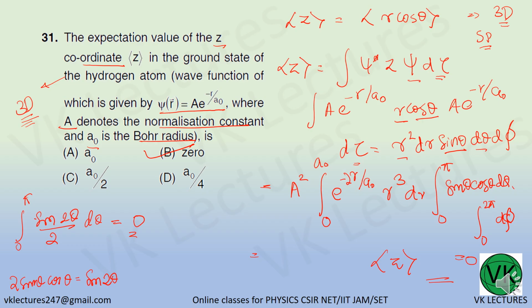So please remember from this that z is equal to r cos theta, and the wave function of hydrogen atom psi is equal to 1 by under root pi a naught cube into e to the power minus r divided by a naught. This is the normalization constant. 1 by under root pi a naught cube is the normalization constant for hydrogen atom.